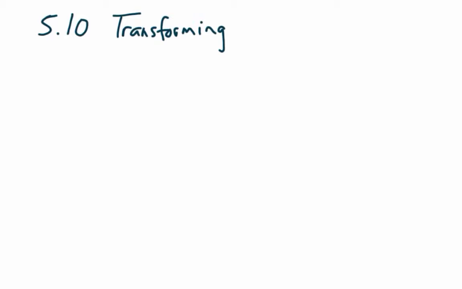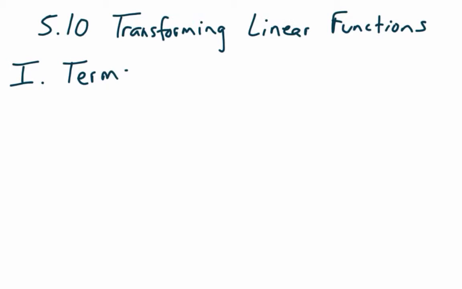510. Transforming linear functions. So linear is just line functions. We talked about, basically, we're just looking at taking lines and moving them around. So reflecting them, moving them. It's not a big deal. Roman numeral 1 is terms.